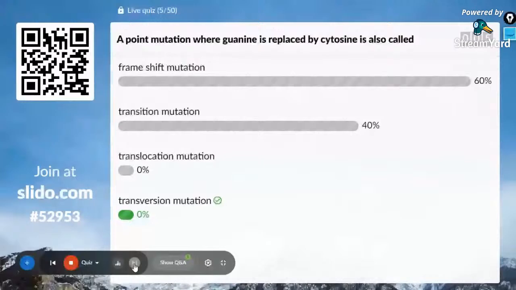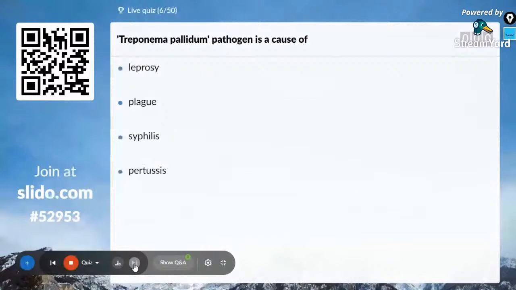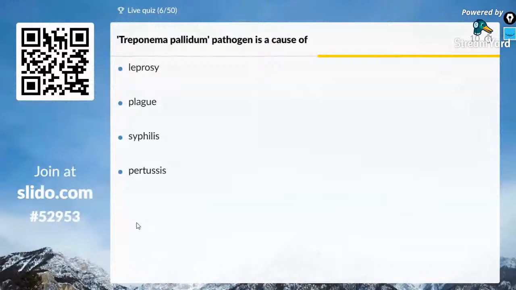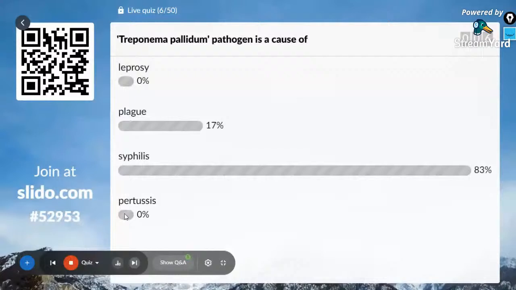Treponema pallidum pathogen is the cause of this particular microbe. The name is not there in your NCERT textbook. Leprosy, plague, syphilis, pertussis. Treponema pallidum is the pathogen for leprosy, plague, syphilis, pertussis. Yes, it is syphilis. Next question on the screen.